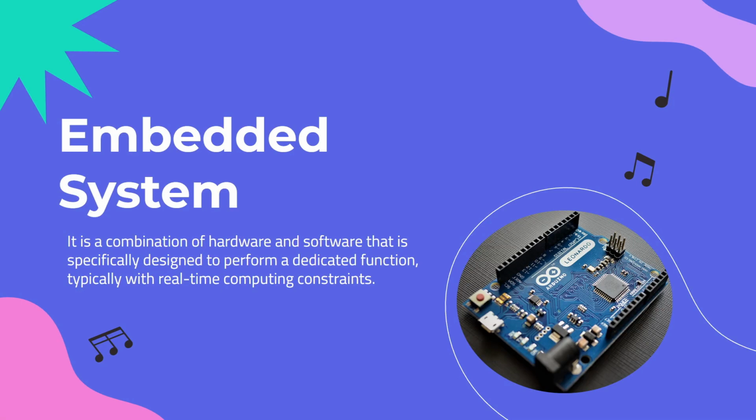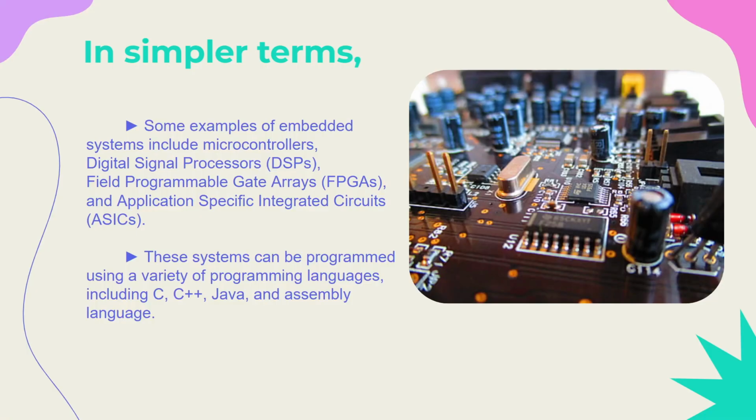Okay, so next one is embedded system. So this plays a major role here. An embedded system is a combination of hardware and software specifically designed to perform a dedicated function, typically with real-time computing constraints. We can take a washing machine as an example. The washing machine is an embedded system. It is a combination of hardware and software which is used to do a specific task, which is washing the clothes. So the washing machine is the typical example for an embedded system.